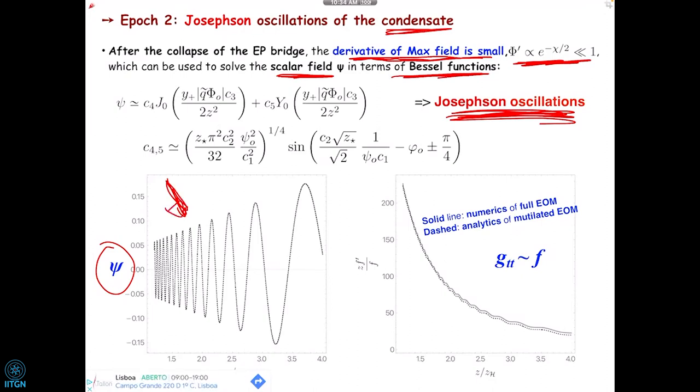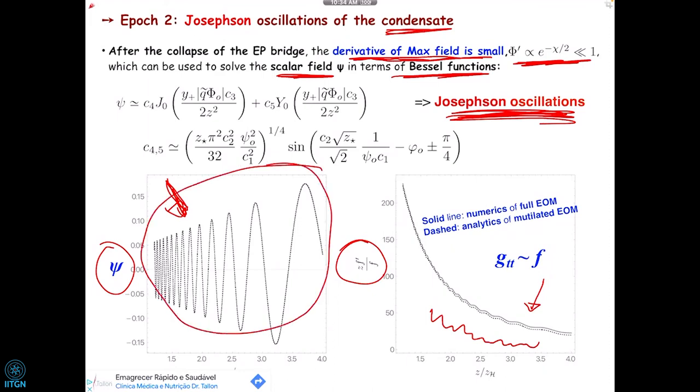At the same time, the metric component, not exactly the metric component, but F prime times Z divided by F, has these wiggles. That is the back reaction of these oscillations of the scalar field on the gravitational field. Again, you see the solid line is the solution of the full equations of motion, the numerical solution, and the dashed line is the analytical solution of the modulated equations of motion. And you see that they match quite well. Okay. Then let's go to the next phase.